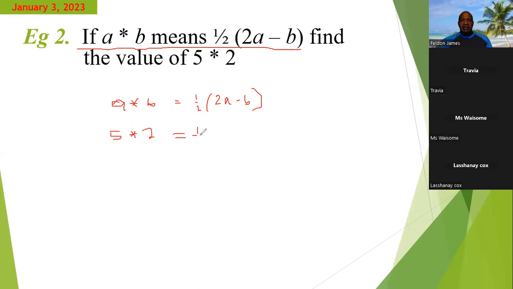So on the right-hand side, wherever we see A, we're going to replace it with what? 5. So wherever the A is, we replace it with 5. So A is the same as 5. So we have 2 times 5. So we're just pretty much substituting. So we have 2 times 5 minus B. But we see that if we compare them, B is the same as 2. So if we minus B, it means that for B equal 2, we're just going to minus 2 on the right-hand side, right?